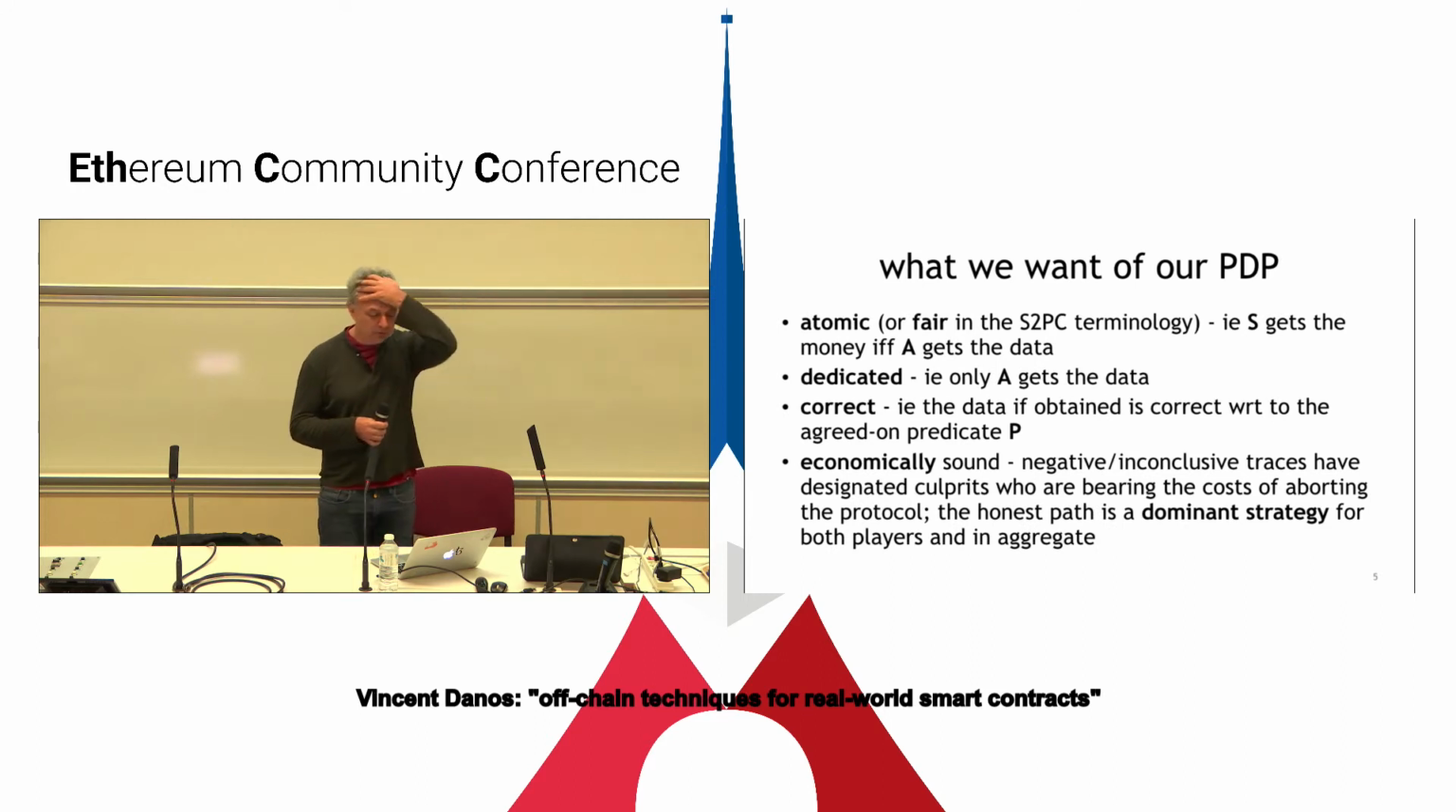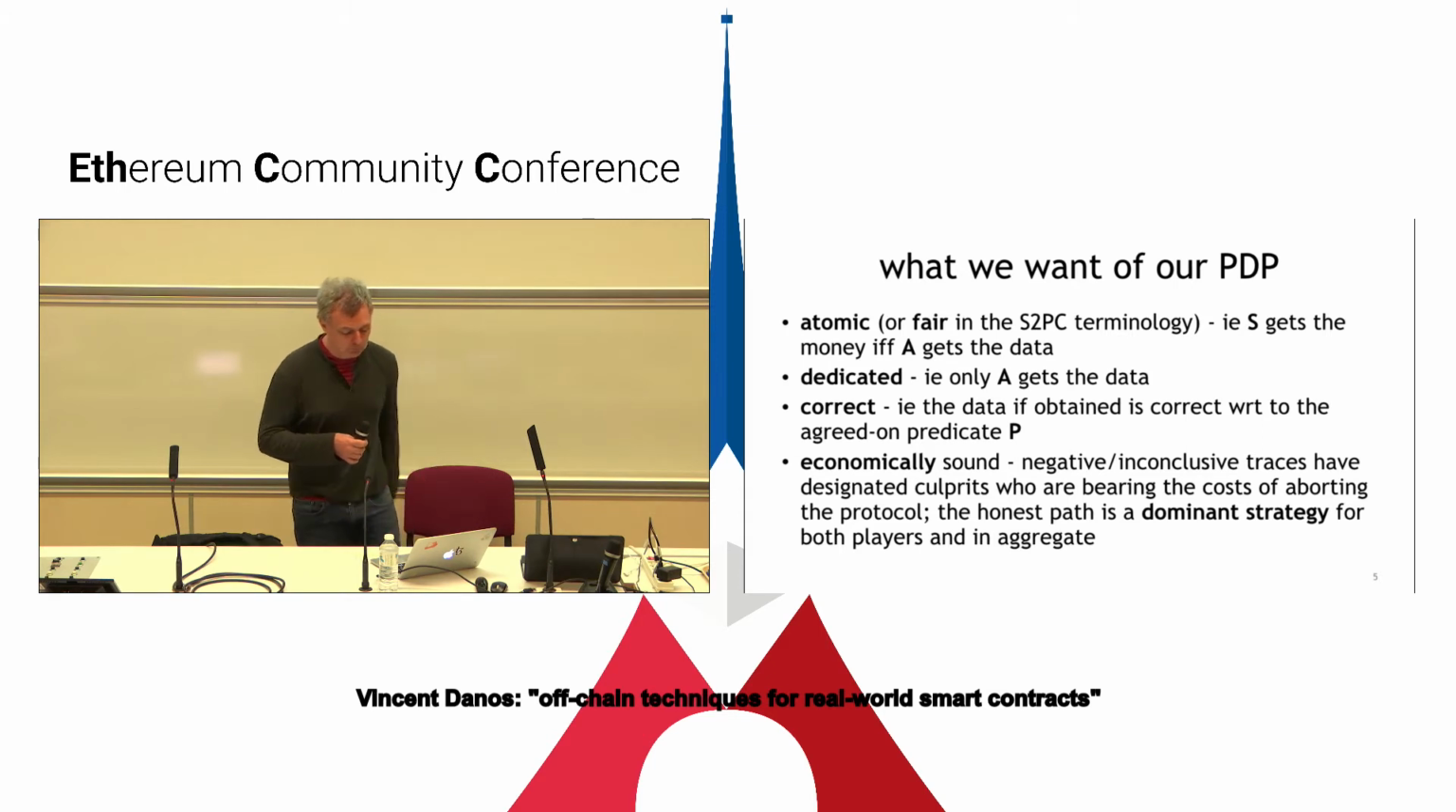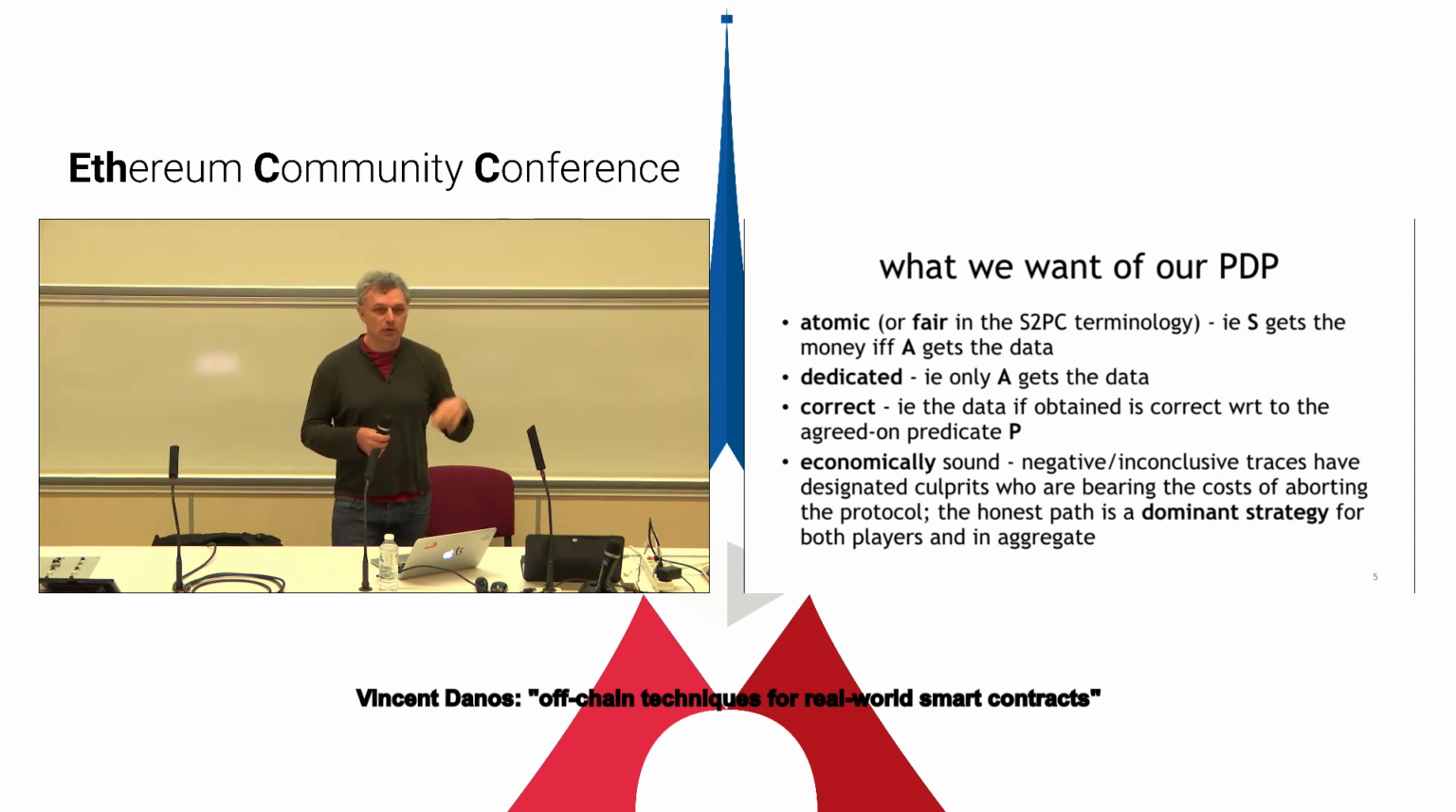So now I'm going to list the properties that we want of our protocol before we solve the problem. So we want the PDP to be fair, or atomic in equivalent terms. That means that one party gets what he or she wants if and only if the other one does. There is, of course, no guarantee that the protocol will go through, but if it does, it will be in a fair fashion.